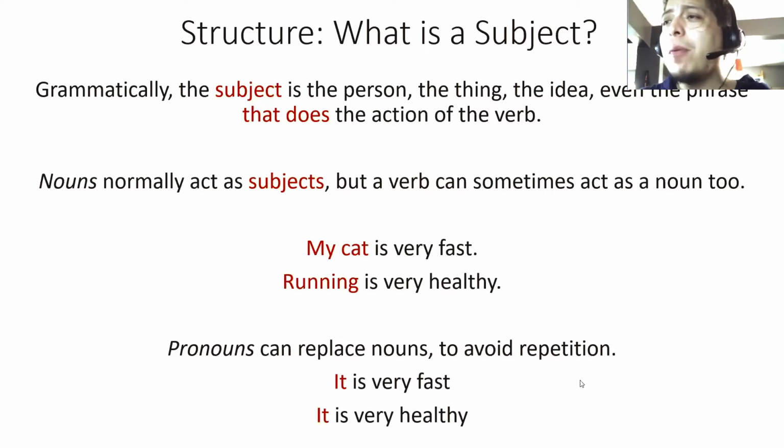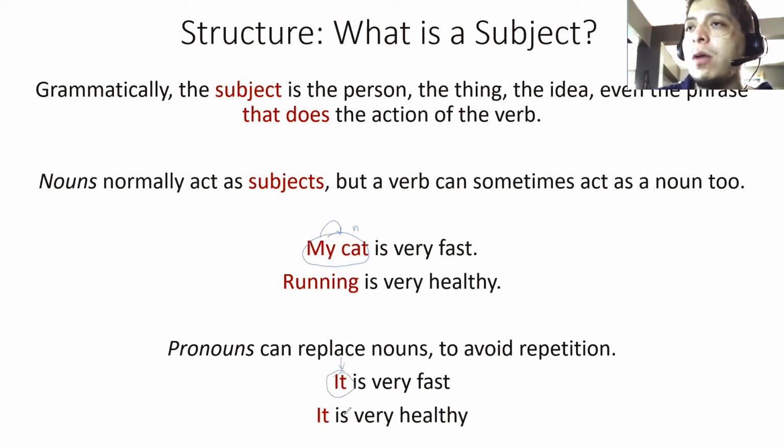So, to avoid repetition, instead of saying "my cat is very fast," you can say "it is very fast." In this case, "it" is replacing "my cat." My cat, all of this is the noun. This is an adjective or whatever. This is just a noun. All of it is replaced by the pronoun "it."